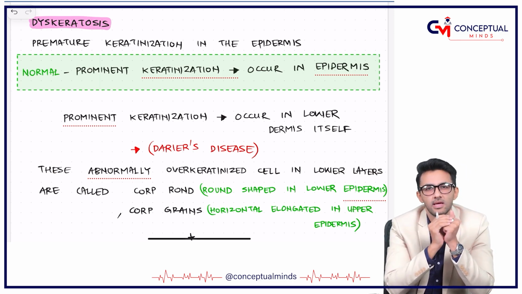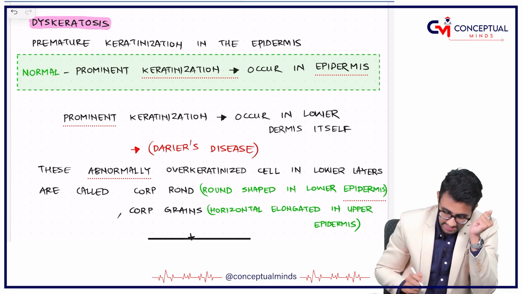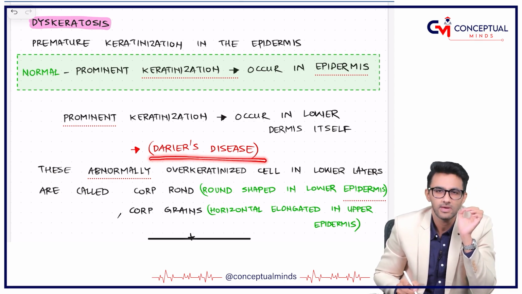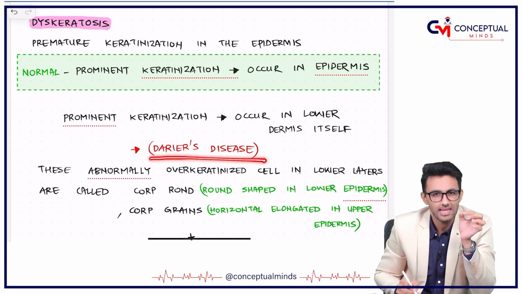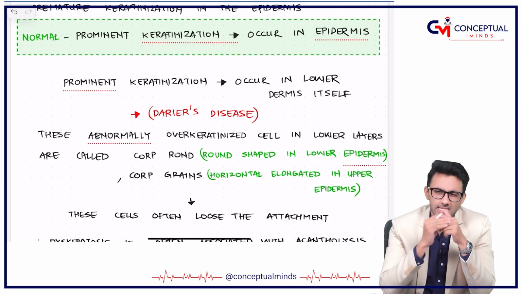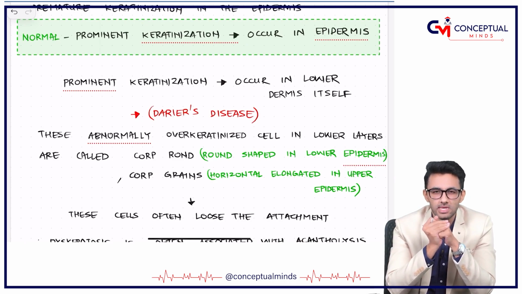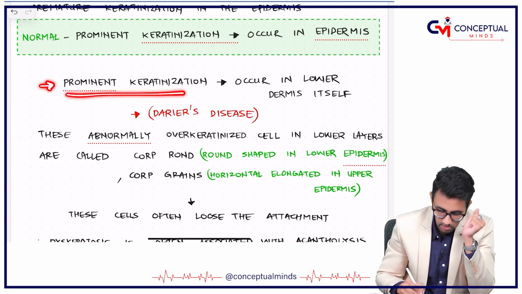So if there is premature keratinization, what is going to happen? This is a condition called Darier's disease. This is the very basic etiology: there is abnormal keratinization in the lower layers itself. What findings are we going to see? We will see in the next slide. In Darier's disease we see abnormal, prominent keratinization in the lower layers itself.